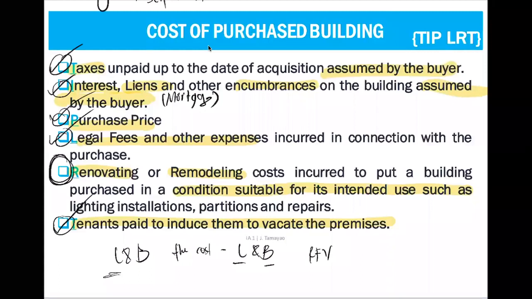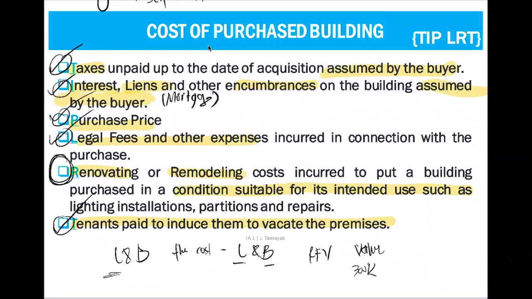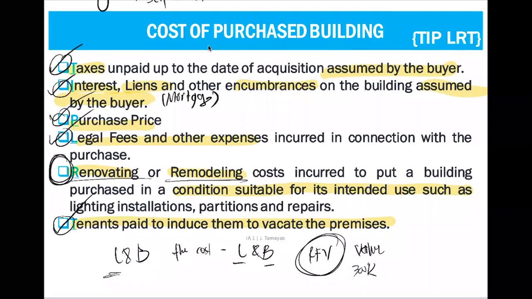Sir, paano yung gagawin namin? So, kunin nyo yung value niya. So, let's say the value of your taxes unpaid is 300,000. If you cannot really allocate it based dun sa land and building mismo, you allocate it using relative fair value. Okay, again, guys. You look at this cost. This 6 costs, almost all of these costs are the same with the cost of the land a while back. What is new here is the renovation and remodeling cost, which is only attributable to the building.